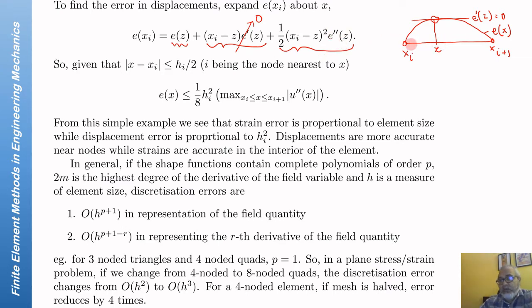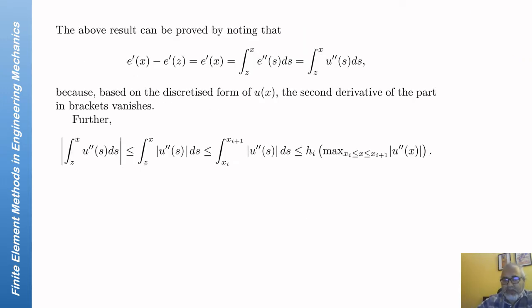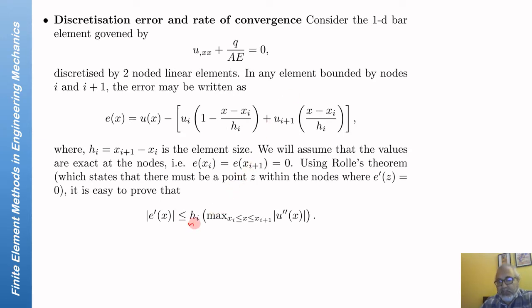And now, because z is closer to xi rather than to xi plus 1, then mod of z minus xi has to be less than half the length. And if you put that here, this will be hi square by 4, and we have already discussed the bounds on e double prime. With those bounds on e double prime, we can now show that error in displacement is less than or equal to 1/8 of hi square. So if you halve the size of the elements, the error in displacements would go down to 1/4, whereas the error in strain, which depends on hi only, will be halved.